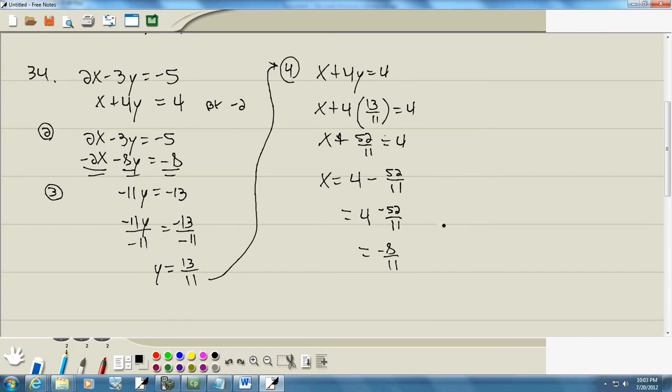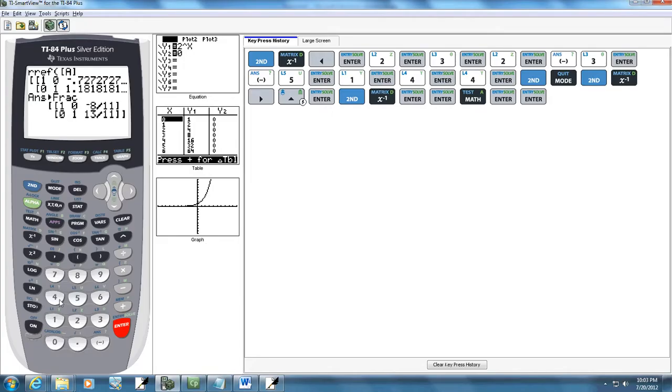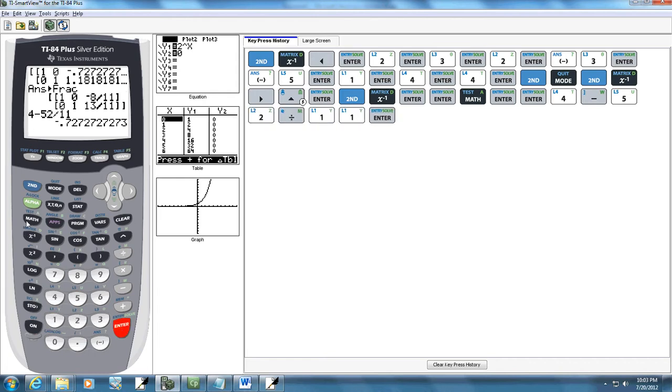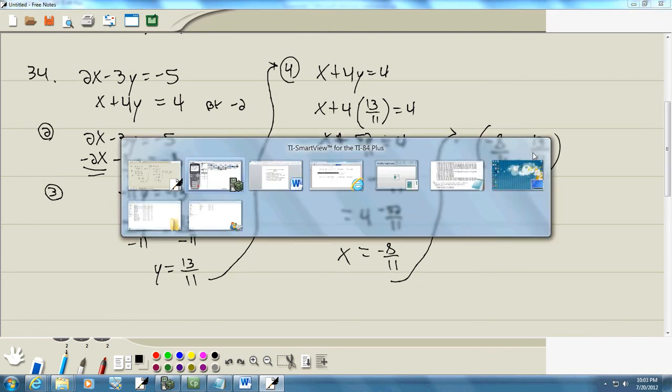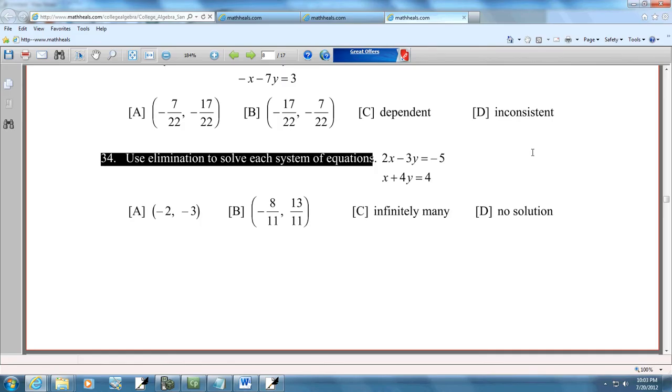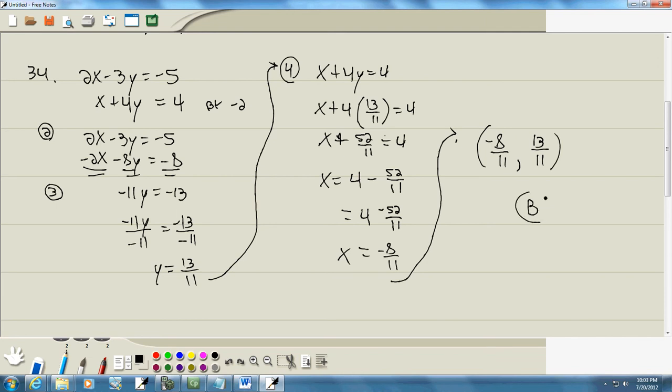Calculators are really nice for them. 4 minus 52 elevenths, you do 4 minus 52, divide by 11, enter, and then you do math, enter. And that gives you negative 8 elevenths. Now if you're going into nursing, you need to know how to do fractions by hand, so never use a calculator for what I just showed you. So our answer is negative 8 elevenths and 13 elevenths, which would be, what did I say, B as in Bill, like that.